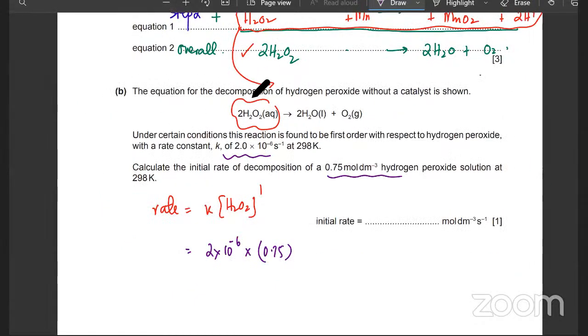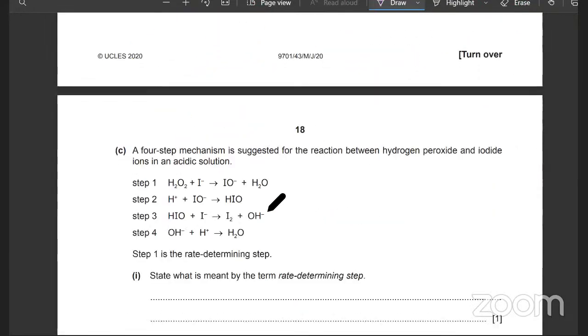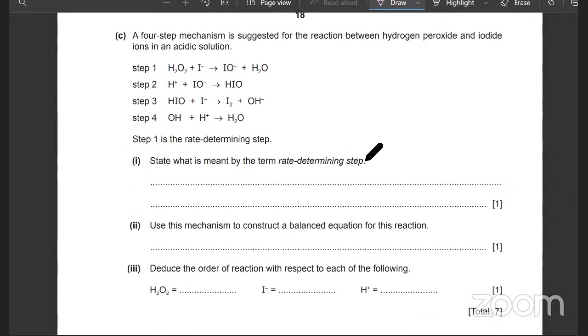So remember, in this reaction, you just had to plug in the values. The rate was only dependent on H2O2 concentration with the order being 1. Now he's saying a 4-step mechanism is suggested for the reaction between H2O2 and iodide ions in an acidic solution. Step 1 is the rate determining step. What is meant by the term rate determining step? The rate determining step is the slow step in the mechanism.